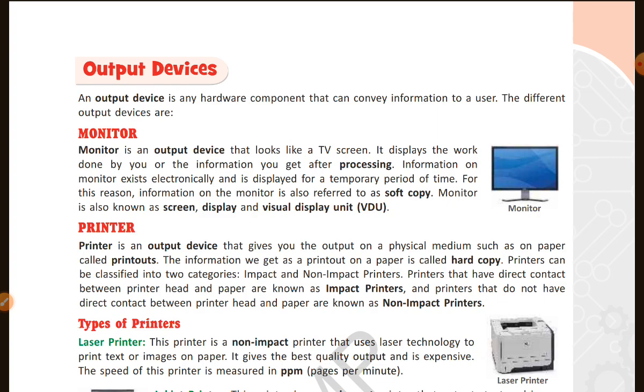Today we are here with the next part of our very first chapter of class 6 computer science, which is computer and its application.